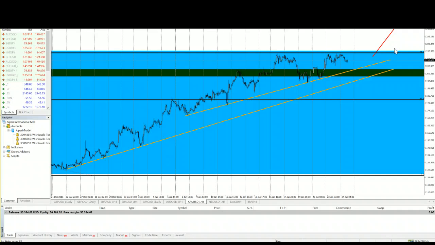So what we are seeing here is the price aiming higher, but a definite buy signal will be created after the price gets here, right? Touching this red line should activate the buy signal.